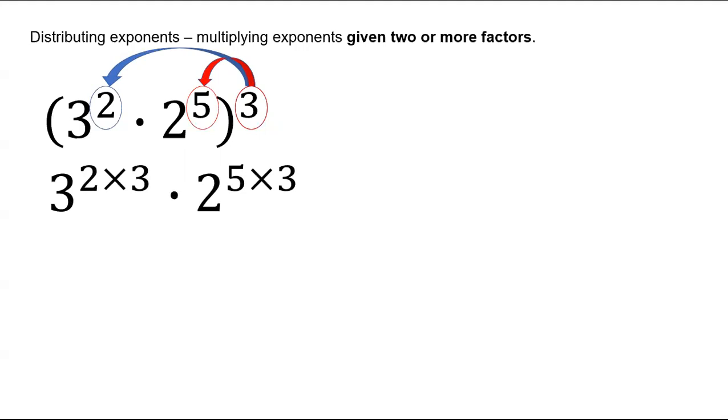2 times 3 will give me 6, so I'll have 3 to the exponent of 6. And 2 raised to the exponent of 5 times 3. 5 times 3 is 15. I'll end up having 2 raised to the exponent of 15.